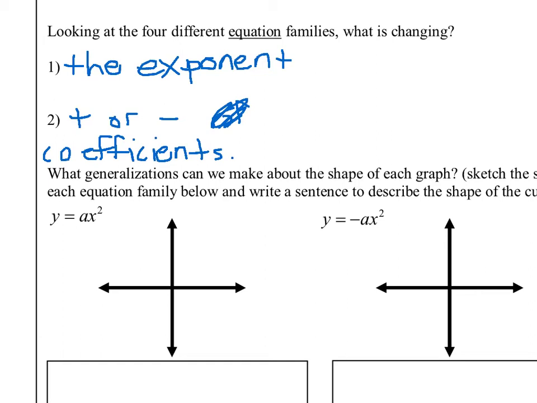Maya. When we had linear equations, when it was y equals mx plus b, what changed whether it was positive or negatively sloped? It's thinking about nonlinear equations. Going back to linear equations, y equals mx plus b. How did we know by looking at the m portion of it whether the slope was going to be positive or negative?